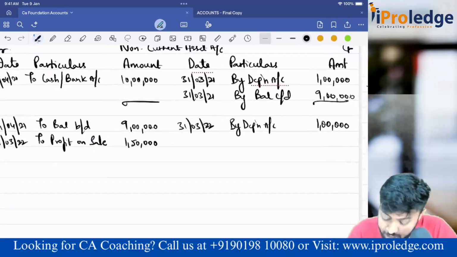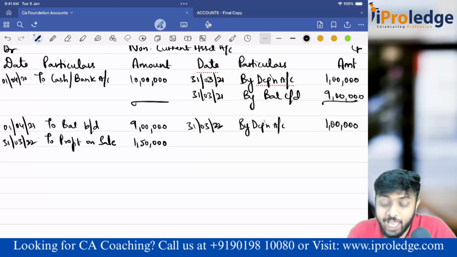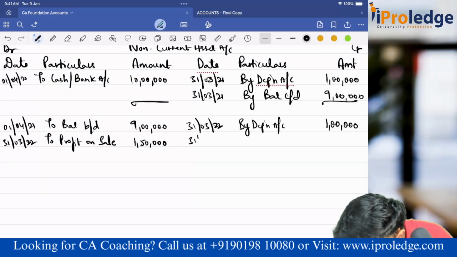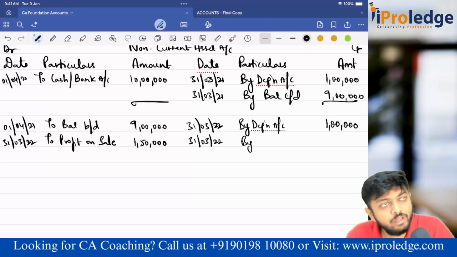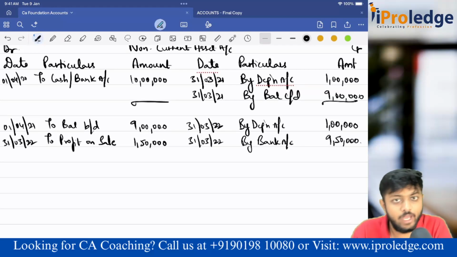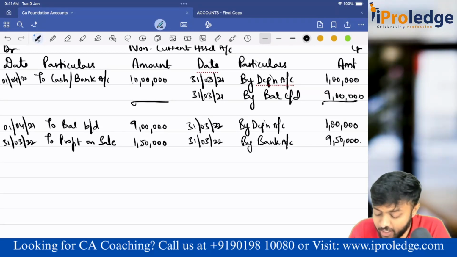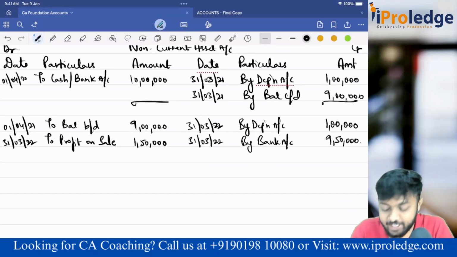Post the bank receipt. How much money did I receive when I sold this asset? I have sold this for 9,50,000. That means I would have received money of 9,50,000. Then on 31/3/22, by bank account, whenever I receive money, bank account is debited. So by bank account, I received money of 9,50,000 rupees. Okay. So bank account is debited, non-current asset account is credited because I have received money. If you see the journal entry, bank is debited. In non-current asset, of course, it will be credited.